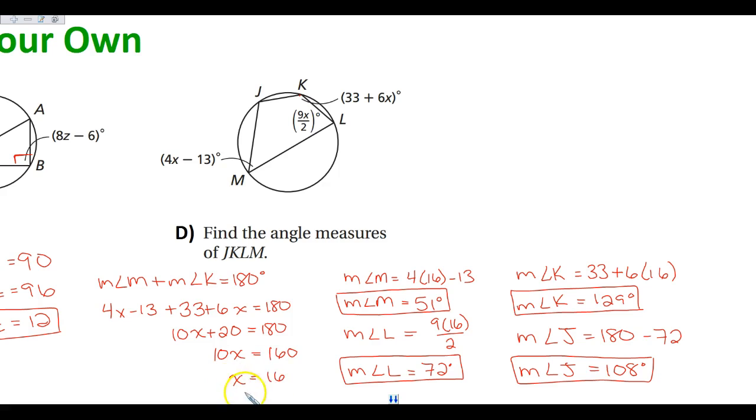I'll get that X is 16. I'm going to plug that in for angles M, L, and K. Then to get angle J, if this is going to be 72 degrees, I know that these are supplementary, so I'm going to subtract that 72 from 180.